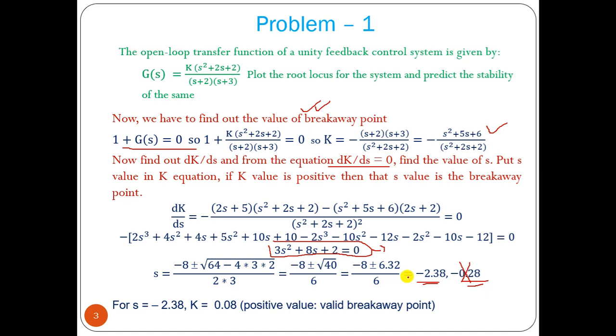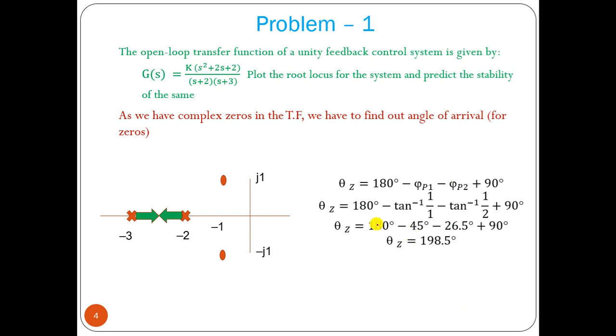Now we can cross-check: if we put this value into the k equation, we have to check whether the k value is positive or not. If we put s equal to minus 2.38 in this equation, we get a k value of 0.08, a positive value, so it is a valid breakaway point. If we put minus 0.28, k becomes negative, so that is not a valid breakaway point. Now what you have to find out is the angle of arrival.